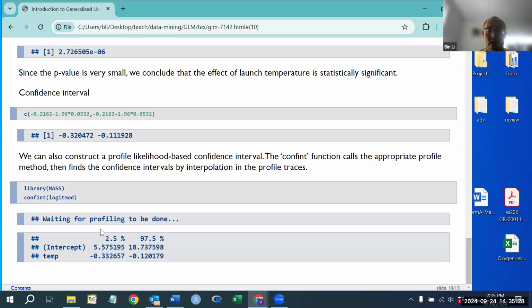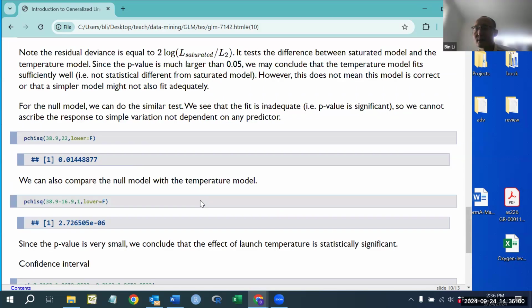There is an option here. By default, it will show the 95%, but if you change to 90%, that's also fine. Just look at the help menu for this function, and you will see there's an option for the confidence levels. So this is the 95% confidence interval based on the profile likelihood approach. You can see this is slightly different from the Wald test. And which one is better? This is the better approach. So this is the inference.